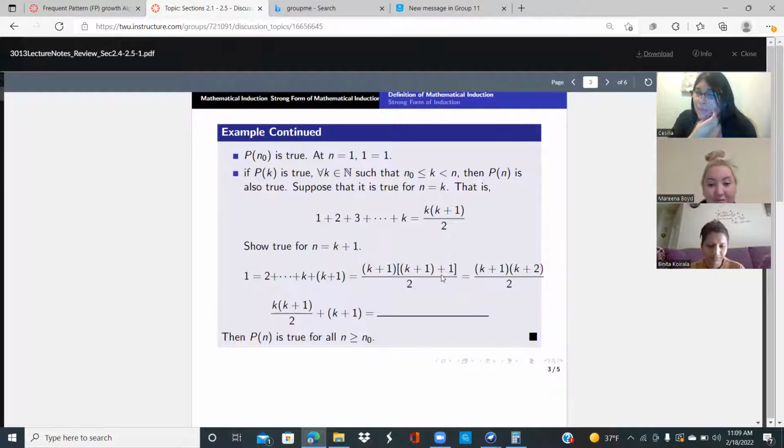Yeah, basically wherever n is, you do the k, and then after that you do the k plus 1, and so forth, and then you have to do the whole algebra to it. For this one, once you start plugging in all the numbers, you'll get k plus 1 and k plus 2, divided by 2, and so forth. So this is almost the end result. So P of n is true for all n greater than or equal to n sub 0.